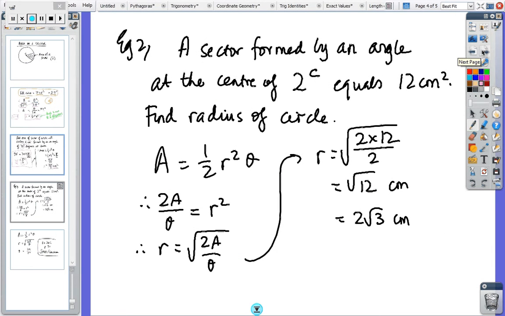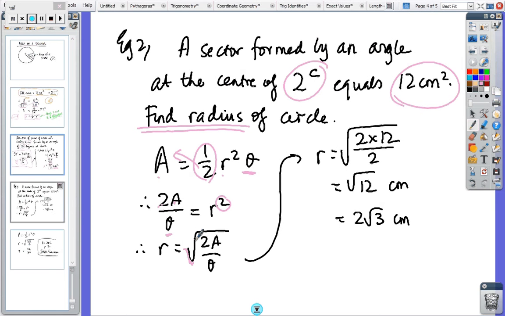A sector formed by the angle of 2 pi is equal to 12. So we know the area, and we've got to try to find the radius. So we're just going to manipulate the formula. So area equals a half r squared theta. To get the 2 on the other side, I double both sides, and then to get the theta off, I divide by theta. And then to get rid of the square, I take the square root. I can't take a negative square root, which exists theoretically, but doesn't exist because you can't get a negative length. So the radius is equal to the square root of 2A on theta.